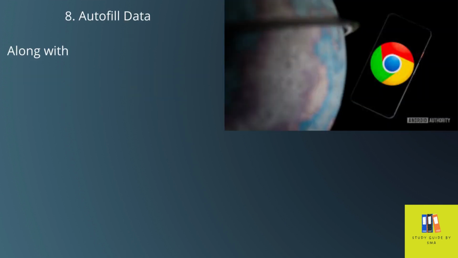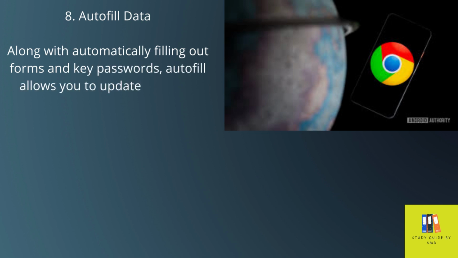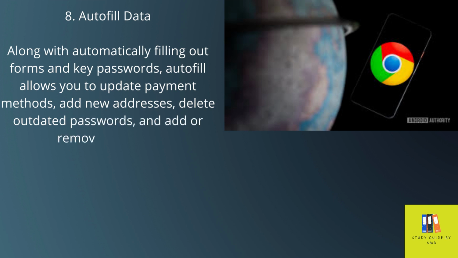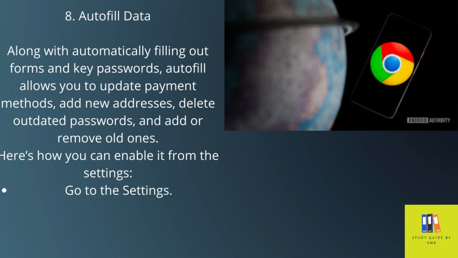8. Autofill data. Along with automatically filling out forms and key passwords, Autofill allows you to update payment methods, add new addresses, delete outdated passwords, and add or remove old ones. Here's how you can enable it from the settings. Go to the Settings, click Autofill and select the desired option.